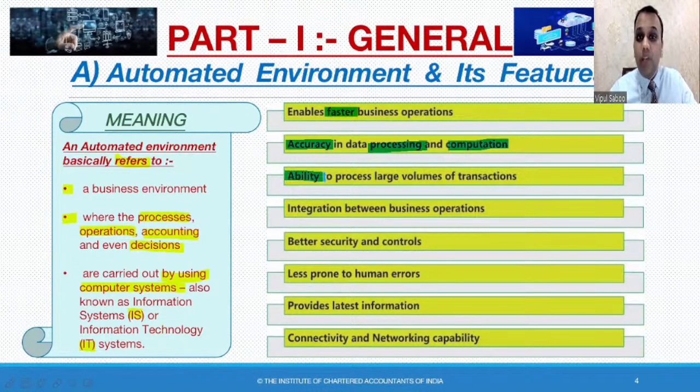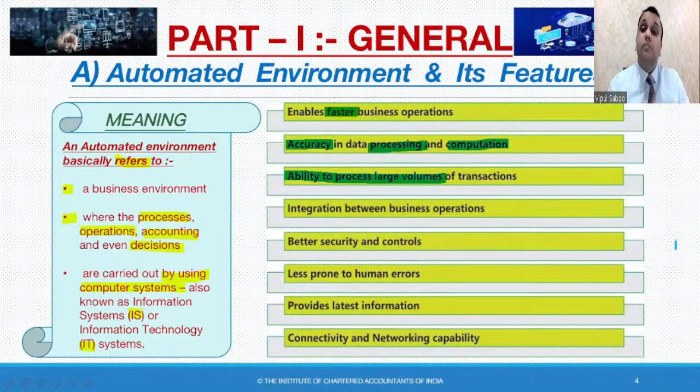Ability to process large volumes of transactions. So if you are punching in the entry of depreciation, it will take effect everywhere, wherever it needs to go. Profit and loss account from the fixed assets. You just have to punch in the entry.